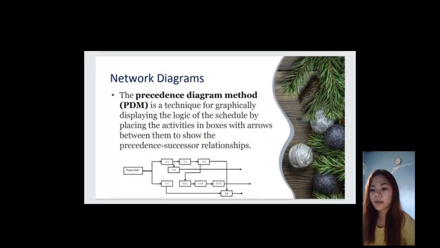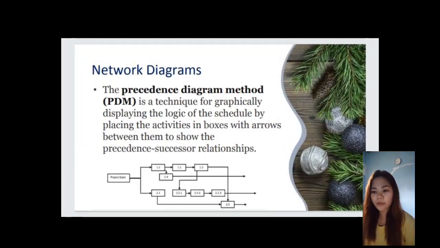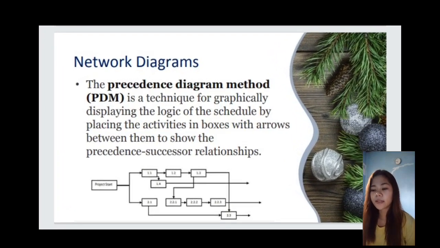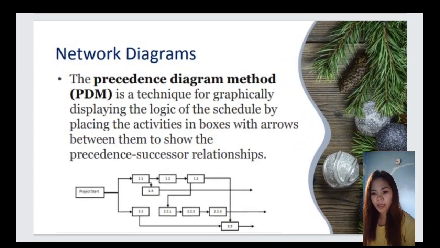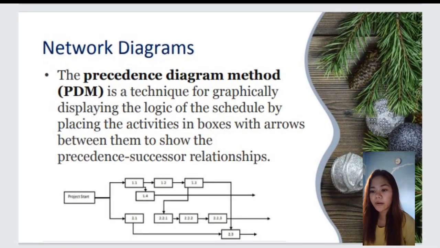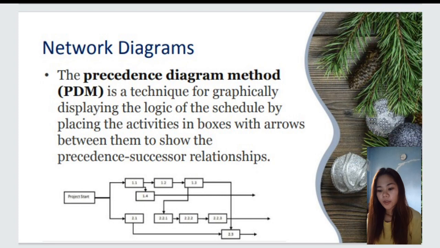Network diagrams, the precedence diagram method or PDM, is a technique for graphically displaying the logic of the schedule by replacing the activities in boxes with arrows between them to show the predecessor-successor relationship. So network diagrams are the preferred technique for showing activity sequences, and a systematic display for the logical relations among, or sequences of, the project activities.